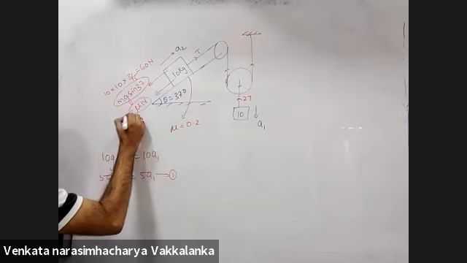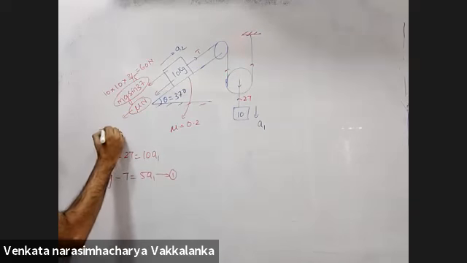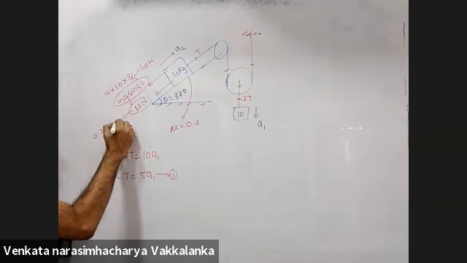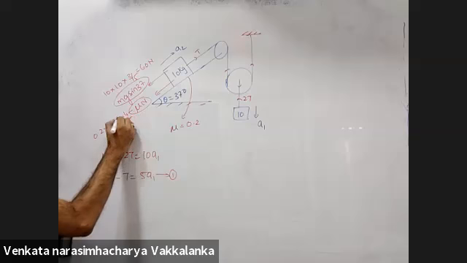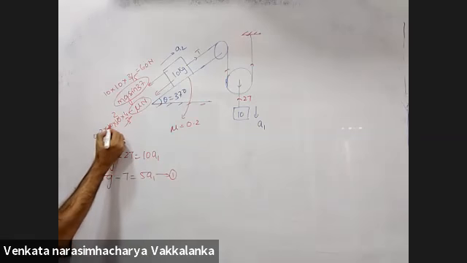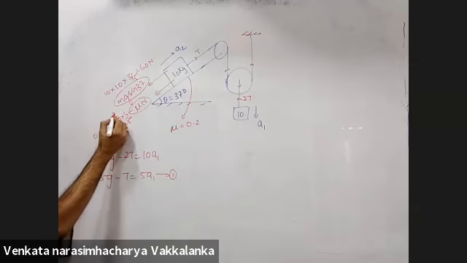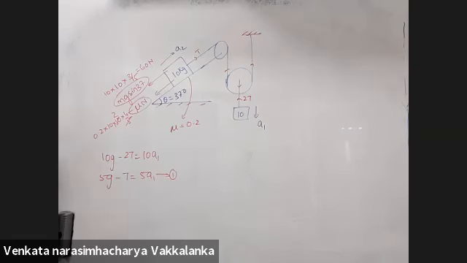How much is mu N? 16 Newton. 18 Newton. 10 into 10 into 4 by 5. 0.2 into 10 is 2. 2 into 2 is 4. 4 into 4 is 16. So the first equation will be 60, mg sin 30.